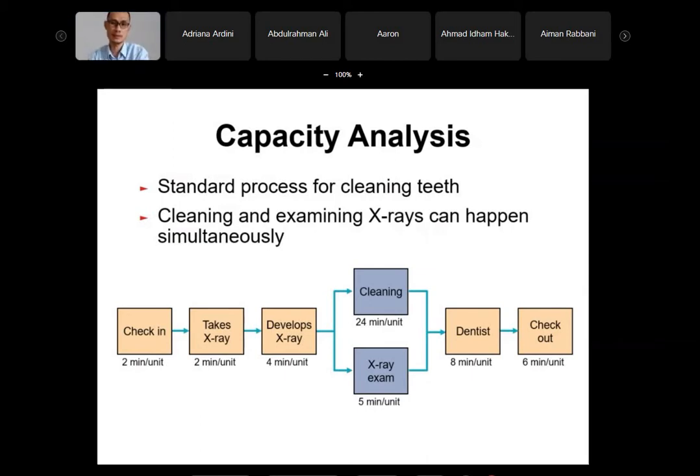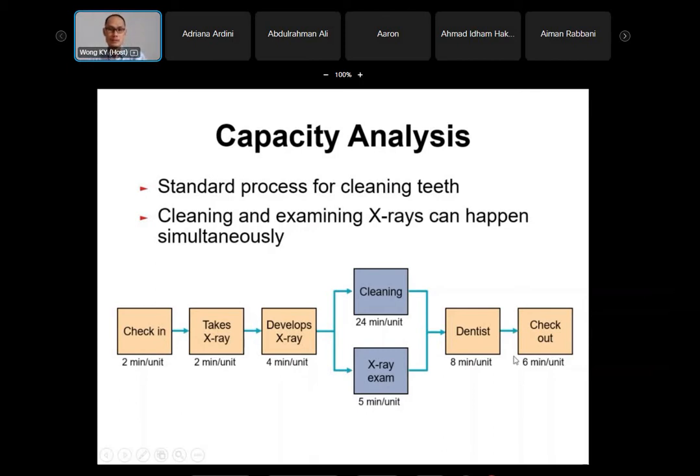So another example. This is a process at a dentist clinic for cleaning teeth. The processes are: you check in, take an x-ray of your teeth, and then the x-ray is developed. Based on the x-ray, if cleaning is needed, then you go through the cleaning and the teeth will be cleaned. If cleaning is not required, for example, if the x-ray requires further examination, then they will go for further testing. After that, there will be a consultation with the dentist, and after that, check out.